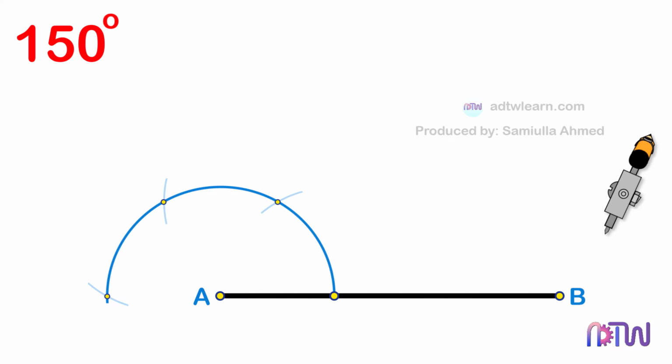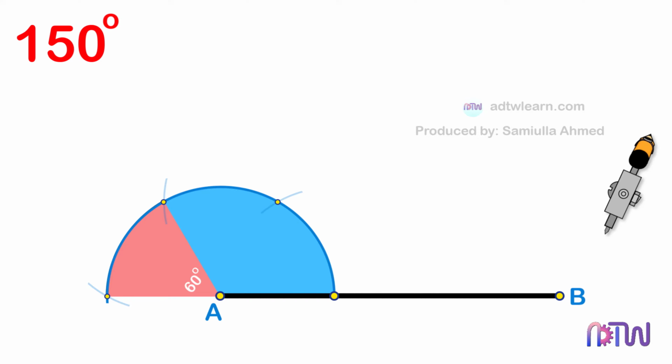We can see the angle from here to this point is 60 degrees. If we increase up to here, it will be 120 degrees, and up to here, it will be 180 degrees. But we need 150 degrees. We can see this angle is 60 degrees from here to here.